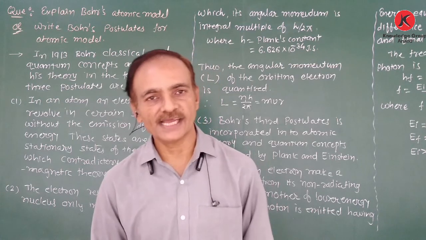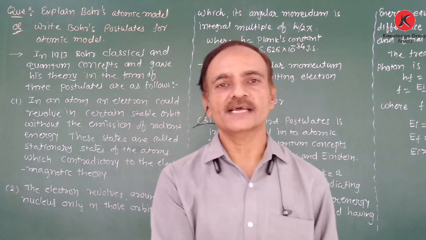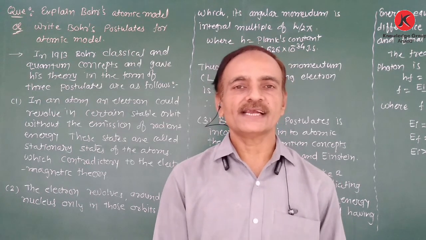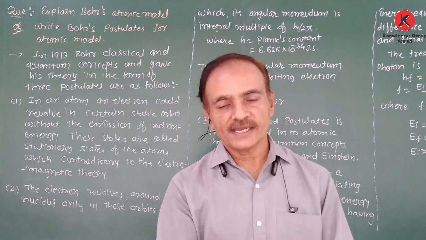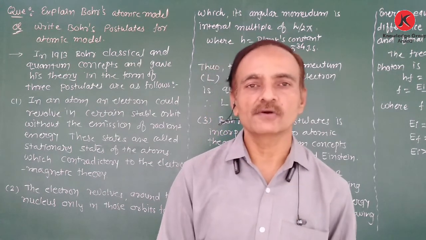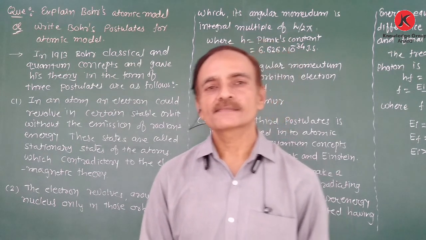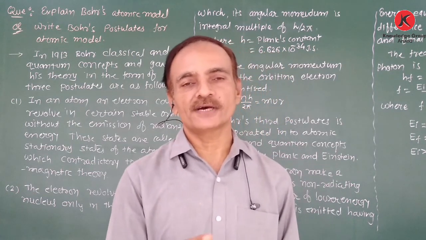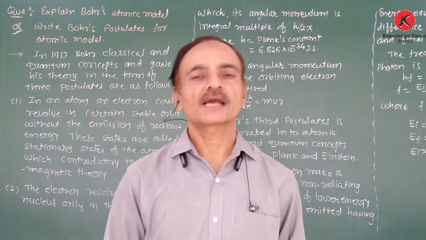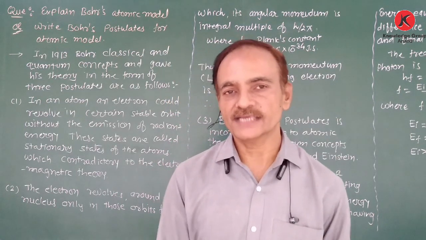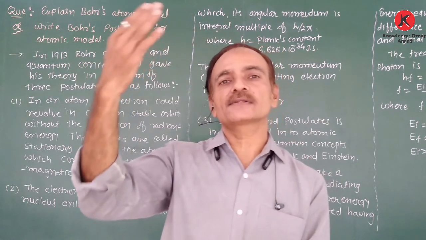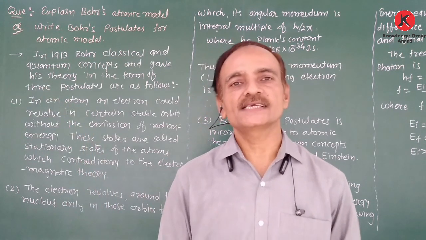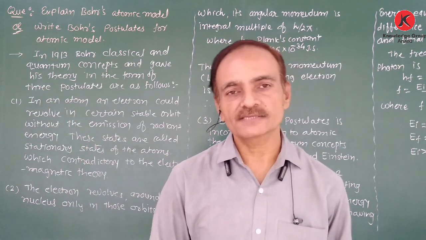And the third postulate is about the condition in which the electron makes a transition or changes its orbit. When the electron makes a transition from a higher energy orbit to a lower energy orbit, a photon is emitted having energy equal to the energy difference between these two orbits. And vice versa, when the electron makes a transition from a lower energy state to a higher energy state, it absorbs energy equal to the energy difference between these two states.